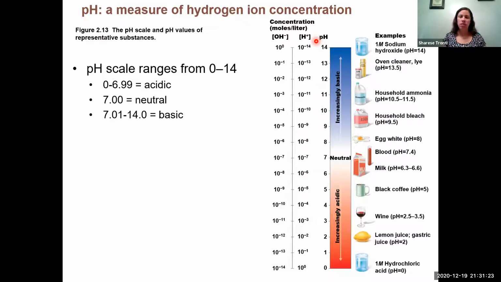I'll just tell you, though, something that's important to note is that it's logarithmic. So an acidity of 1 versus an acidity of 2 is not double. A pH of 1 is not double the acidity of a 2. It's 10 times the acidity of a 2. Something that has a pH of 1 is 100 times as acidic as a pH of 3, 1,000 times as acidic as a pH of 4. So it's 10 times more acidic each time you go down a pH number.